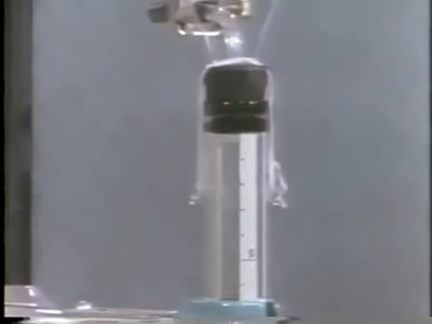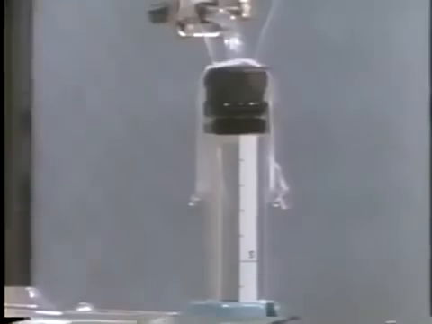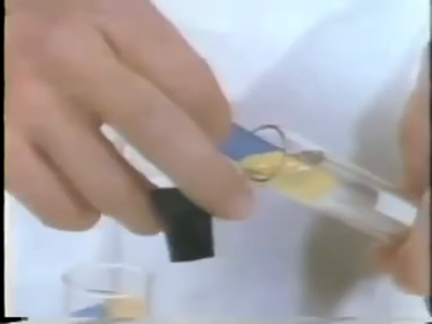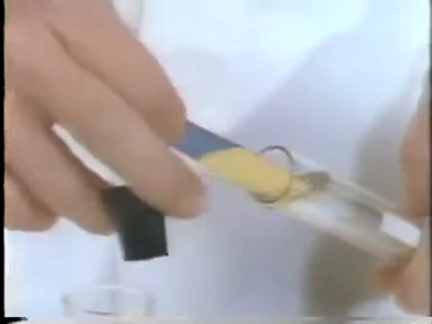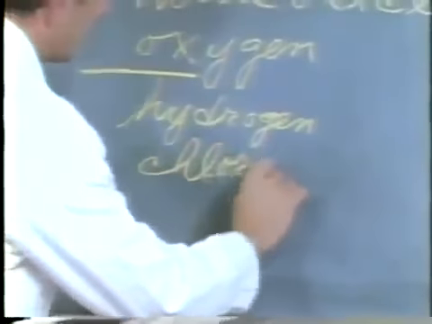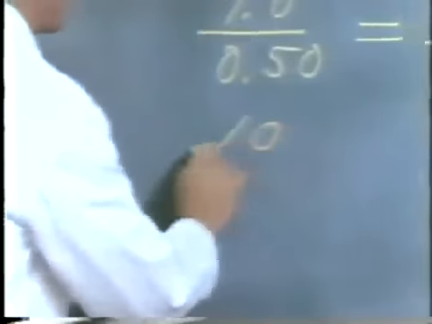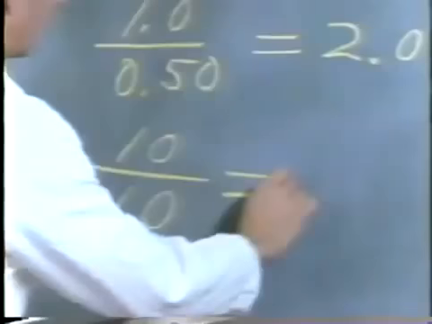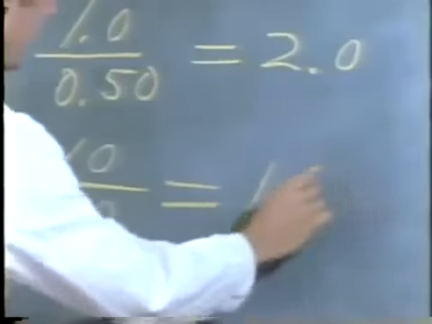The water rose, almost filling the tube. The combination of hydrogen and chlorine gives a substance that dissolves in water. This is one of the tests that show that hydrogen chloride is produced. But our interest lies in the volume ratio. We mixed equal volumes of hydrogen and chlorine. There was no excess of either. The volume ratio is 1.0.